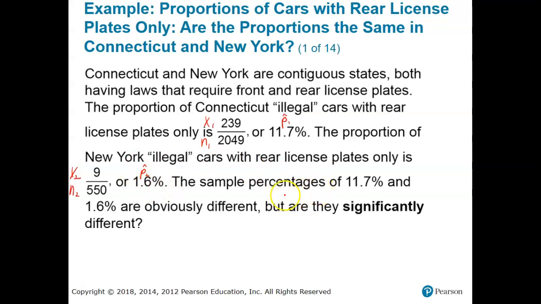Okay, so the sample percentages obviously appear different. So 11.7 and 1.6 do look to be different, but the question becomes, are they significantly different? We know that from sampling, we get a little variation in our samples regardless of whether there's a difference or not. So the question becomes, is there a real difference? Is it significantly different for us here?